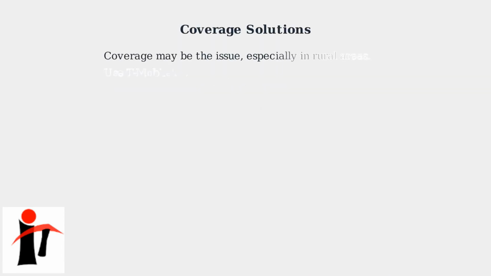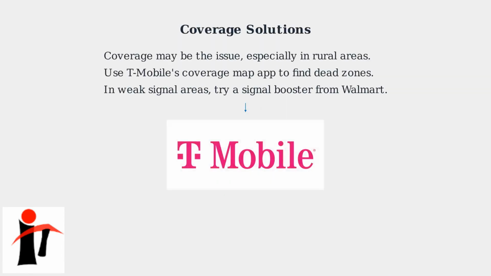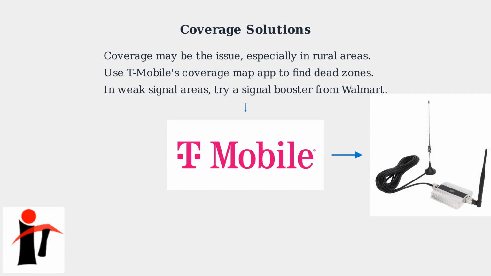Finally, coverage could be the problem, especially in rural areas. Use T-Mobile's Coverage Map app to identify signal dead zones. If you're in a weak signal area, consider a signal booster, available at Walmart.